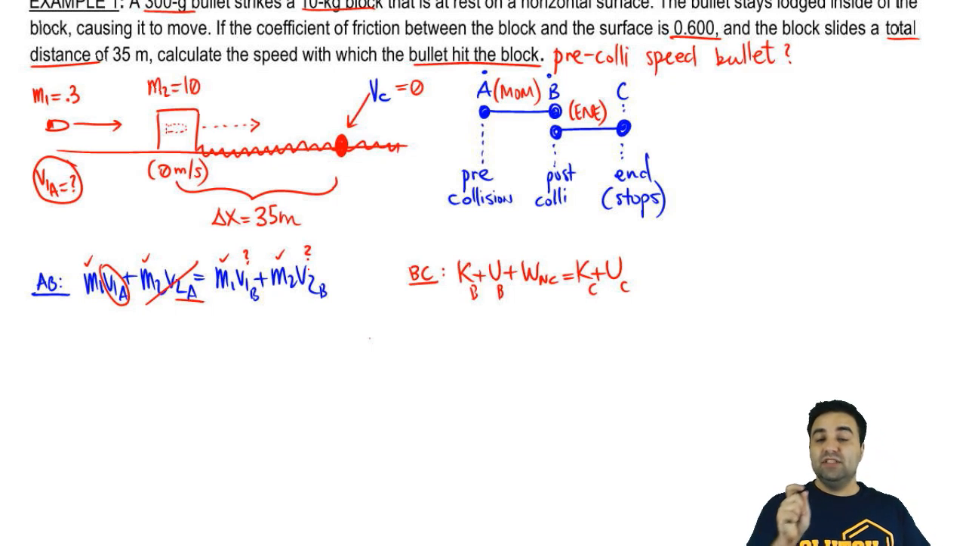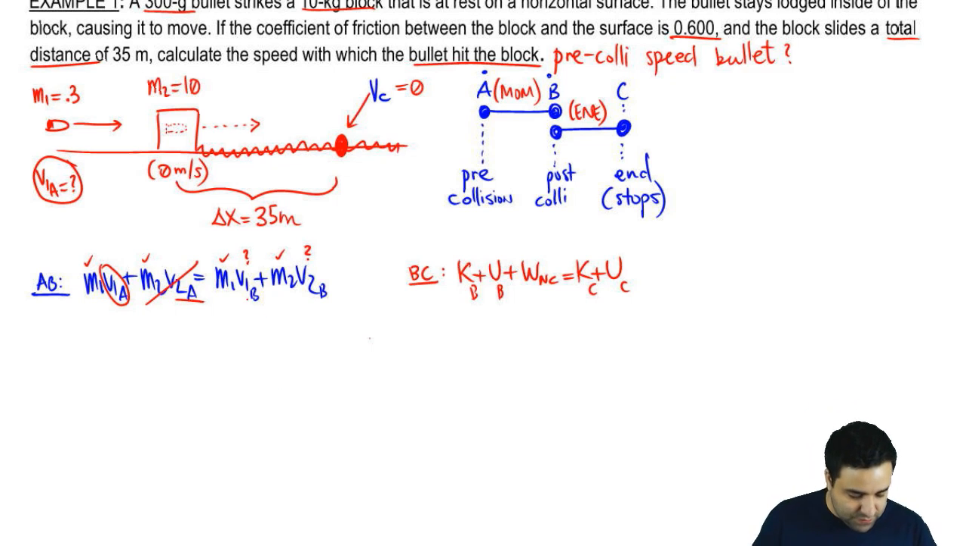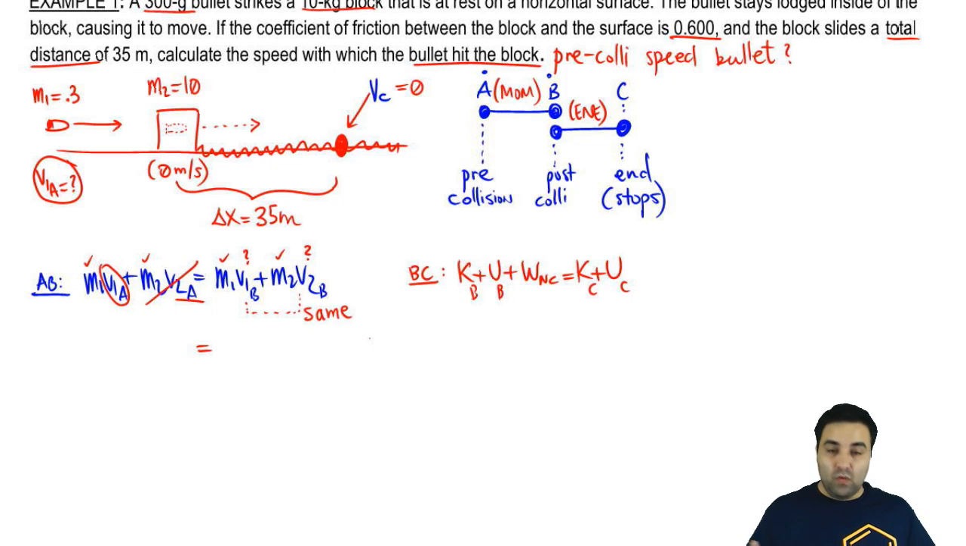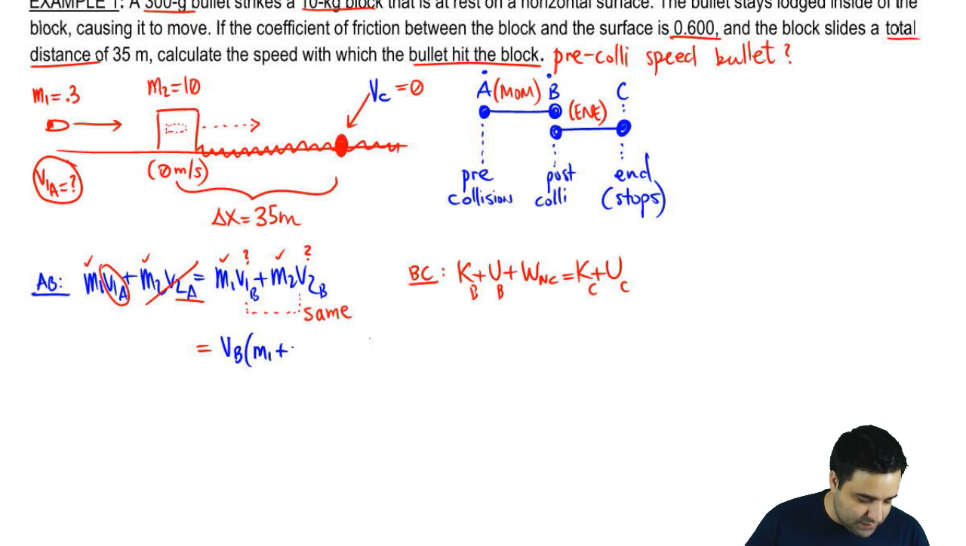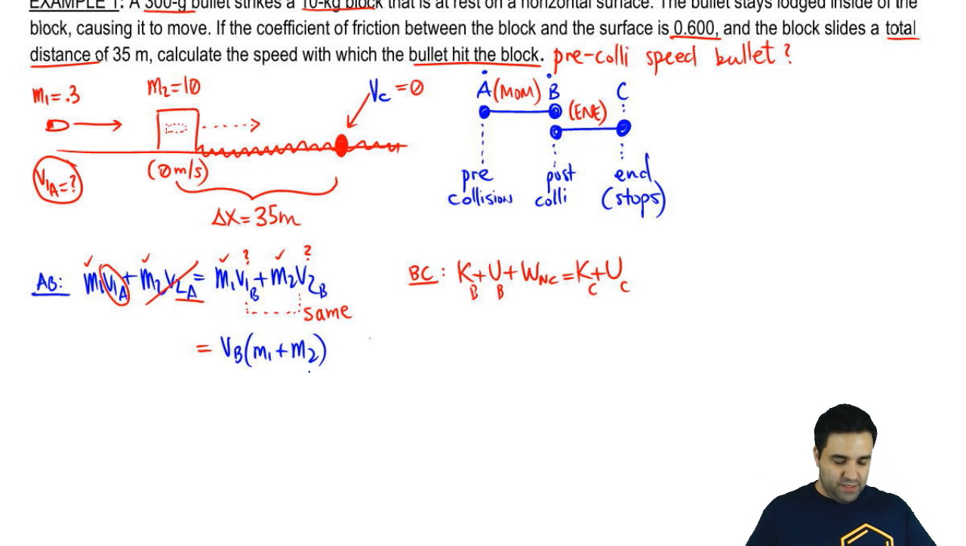However, the bullet stays lodged. This is a completely inelastic collision. Even though I don't have these velocities, I do know that they are the same, which means I can combine them. So instead of writing V1B and V2B, I'm going to write just VB, and I'm able to combine the masses M1 plus M2 because they're moving together.